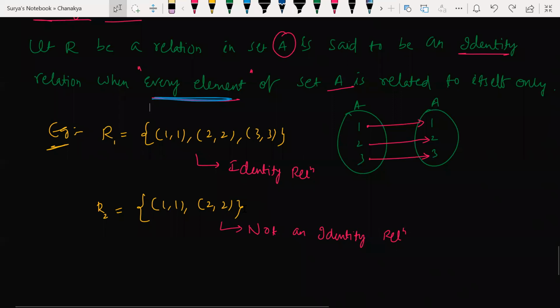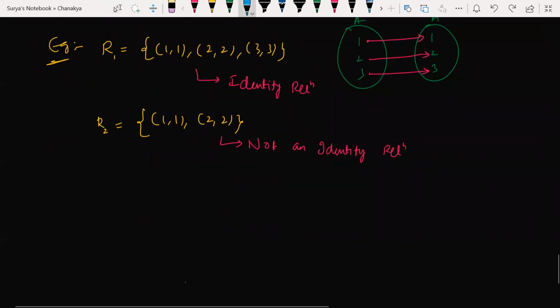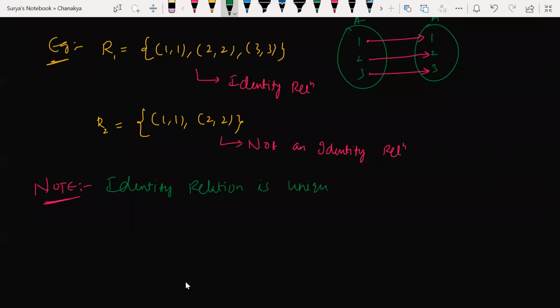Next, everyone take a note. Identity relation is unique. What is the meaning of this? Identity relation is unique means that for every set, whatever set you take, there would be only one and only one identity relation. You can't find more than one identity relation for a single set.